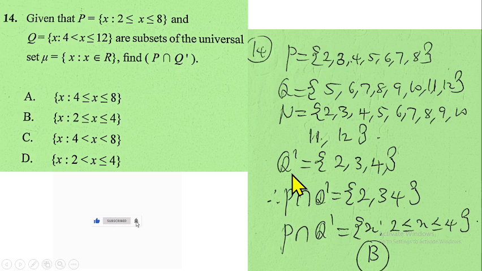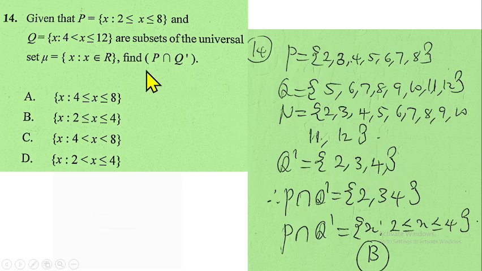Then from there, we need our Q complement. So Q complement will be 2, 3, 4. Q complement is the elements in the universal set that are not in set Q. 2 is in the universal set but it's not in Q, so you have 2. 3 is here, 3 is not here, you have 3. 4 is here, 4 is not here, you have 4. So you have 5 here, 6, 7, 8, 9, and so on to 12. So the complement of Q is 2, 3, 4.